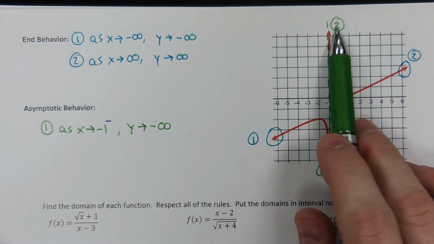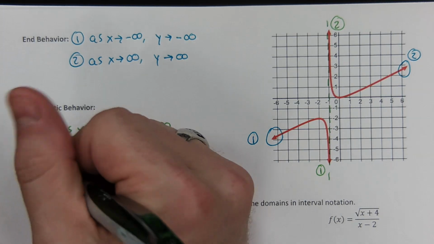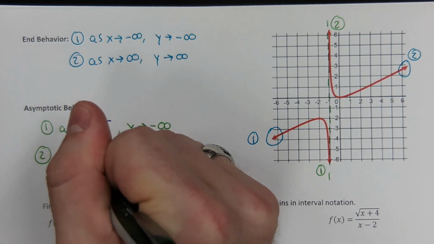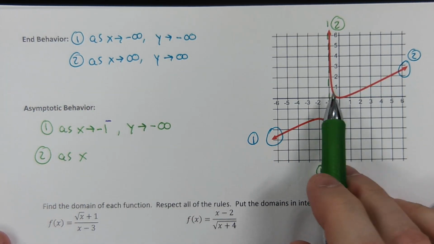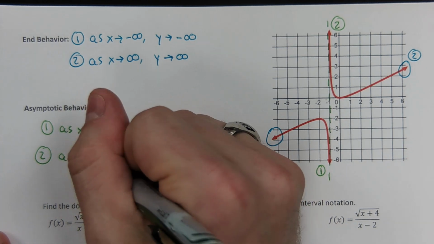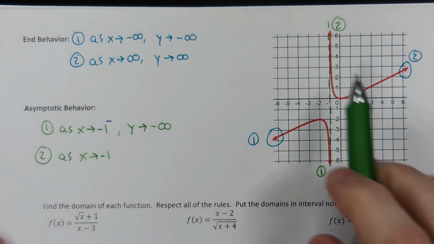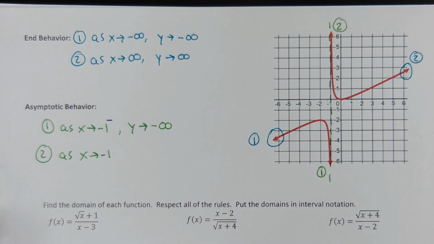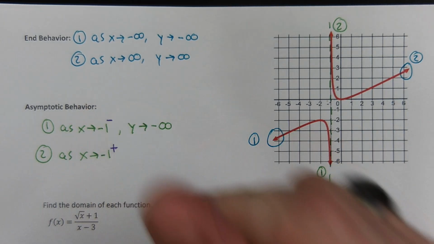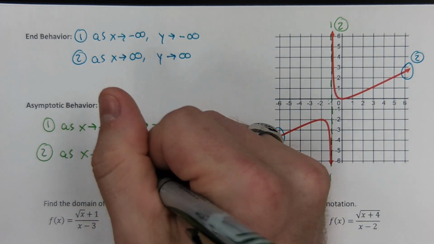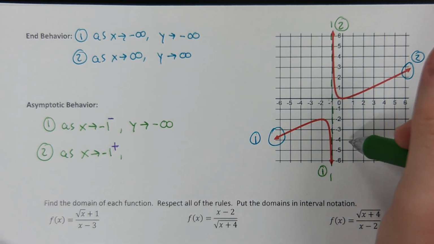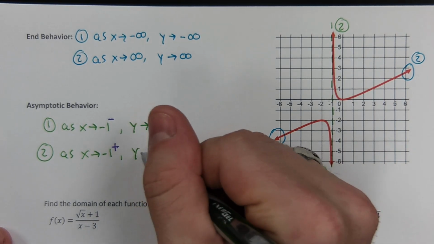And then here, the second one. X is still approaching this green line. X is still approaching -1. But this time, I'm on the right side of it. If you're on the right side of a number, you're at a value that's slightly bigger. And that's why we use that little plus as a superscript. And for that one, my y values are skyrocketing up to positive infinity.